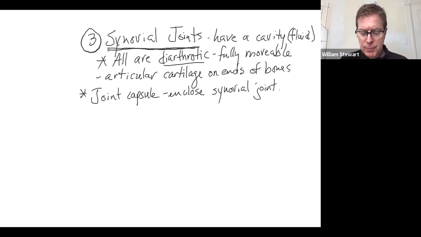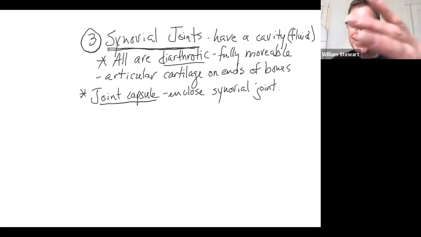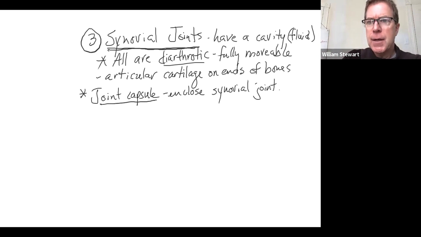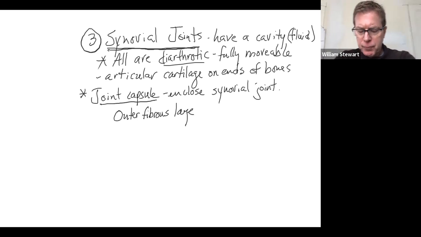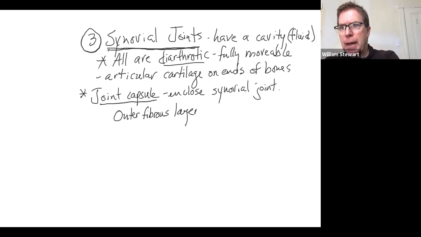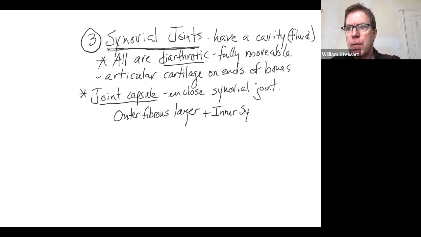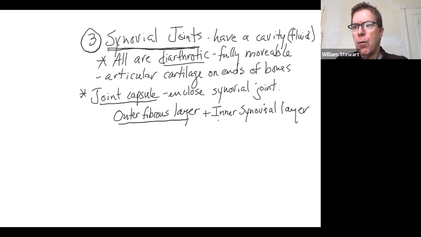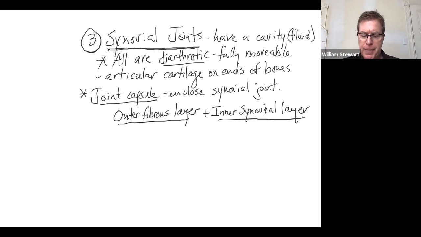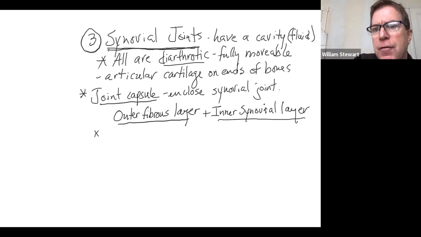Fluid-filled cavity. So the joint, what we call the joint capsule, is made up of these constituents, and I'm going to list things and then draw a picture to correspond with it. There's an outer fibrous layer, in addition to an inner synovial layer. Now, what are the constituents of the outer fibrous layer? This is mostly collagen fibers.